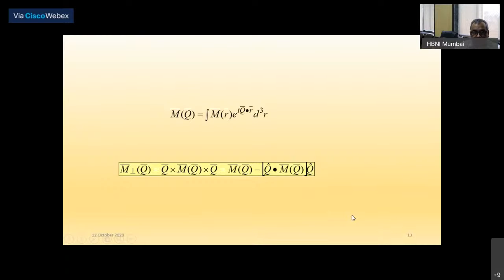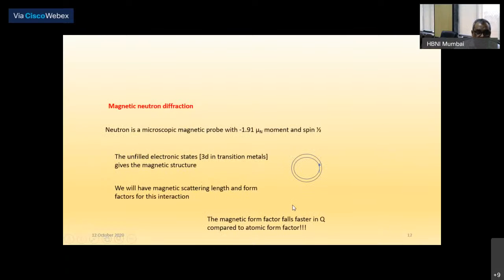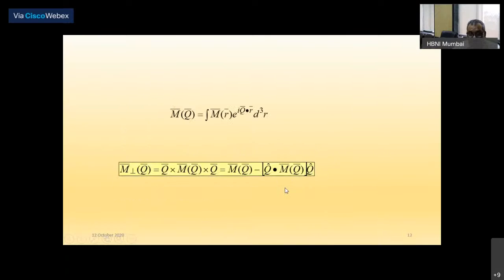So the magnetic form factor again is a Fourier transform. We are in Fourier space, and we take the Fourier transform of the magnetic charge distribution. This is the shell on which the magnetic form factor has to be found, integrated, and because it's the shell, this falls much faster than what we saw in the case of an atom. So the pure magnetic peaks will appear at much smaller Q.